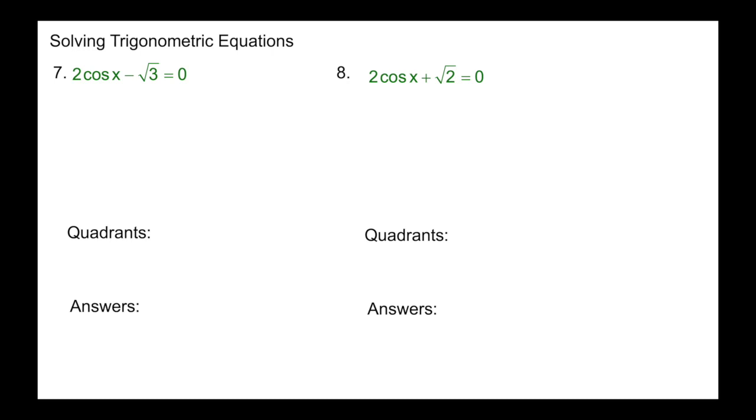Now, when we get to number 7, it looks a little different. There's some things that we need to adjust here. We want to solve this for cosine of x. In order to do that, we're going to start by adding root 3 to each side. And now we're left with 2 cosine of x is equal to root 3. Then we need to get rid of that 2, so we divide both sides by 2, and we end up getting that the cosine of x is equal to root 3 over 2.